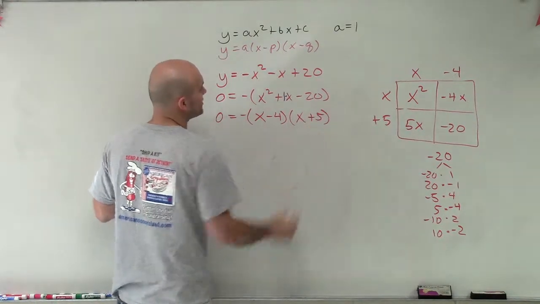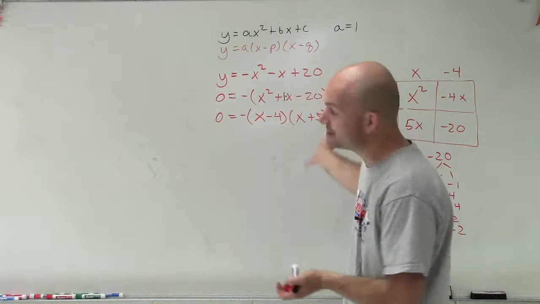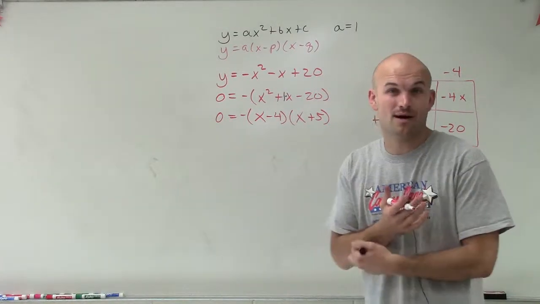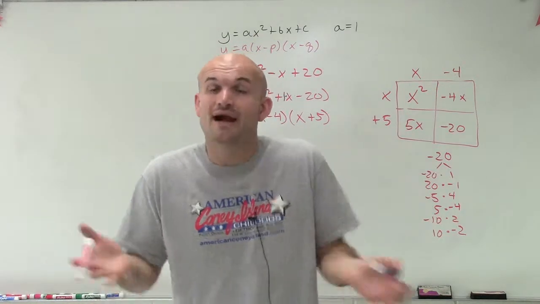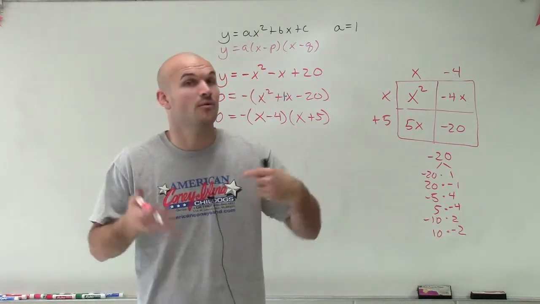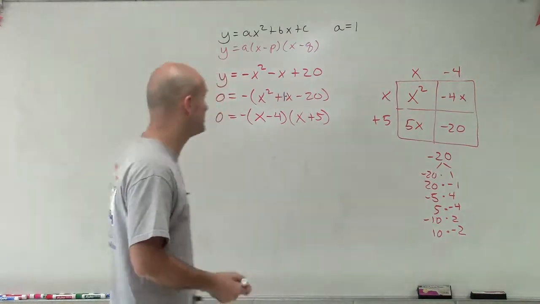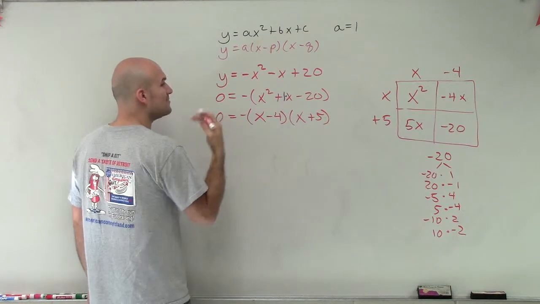And the reason why I'm going to write it as a multiplication problem is because now when I have a multiplication problem equal to 0, I can apply the zero product property. Think about it this way. 3 times a number equals 0. Well, that number has to be 0. A number times 5 equals 0. Whatever that number is has to equal 0. So therefore, since these two multiplied equal 0, one of them has to equal 0.